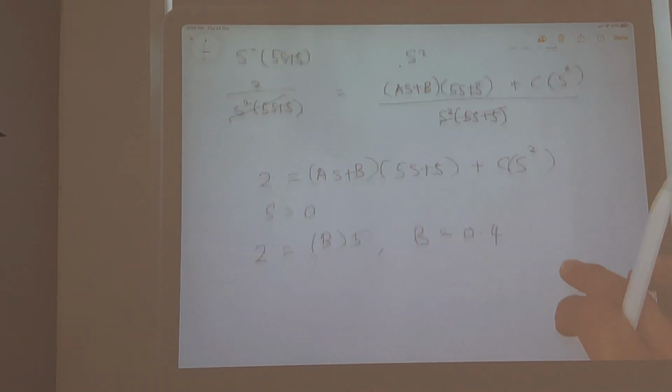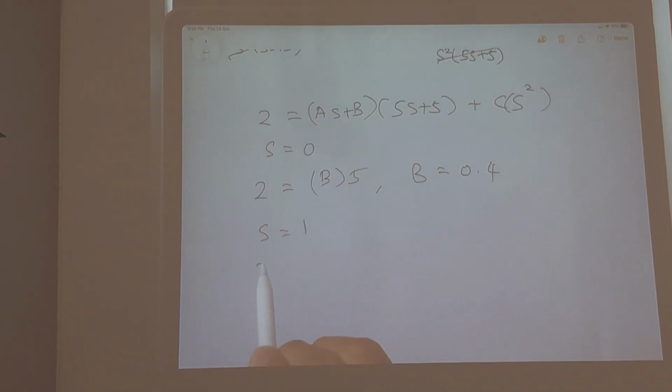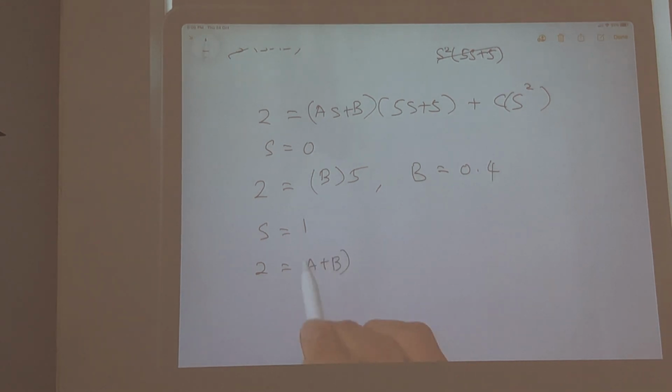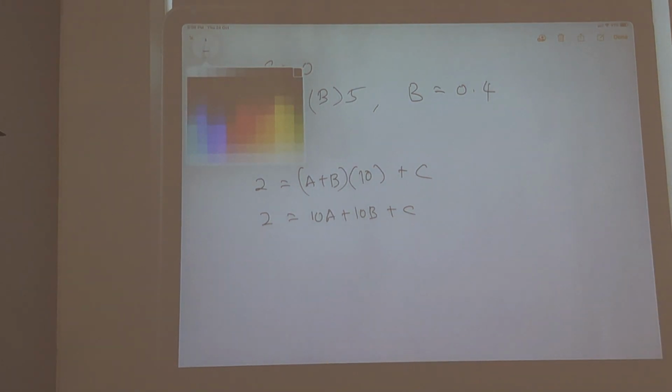Okay? Then after that, what is the next S value I can guess? Actually any value, right? If let's say I guess S equal to 1. S equal to 1, what I have here is 2 equal to A plus B multiply 5 plus 5 is 10, right? Plus C. Okay, I expand this one. I got 10A plus 10B plus C, right? B I know is 0.4. So 2 equal to 10A plus 4 plus C. This is one of my equation, right? I assume if S equal to 1.